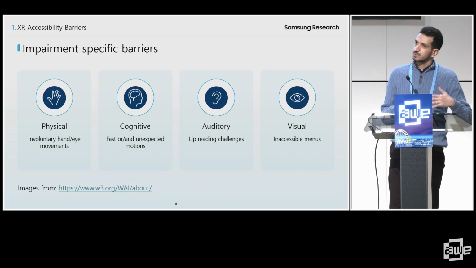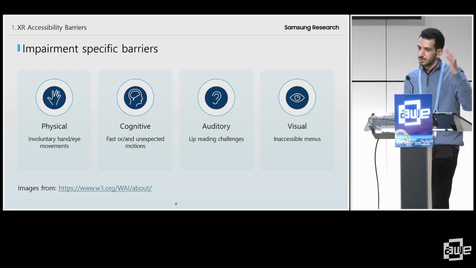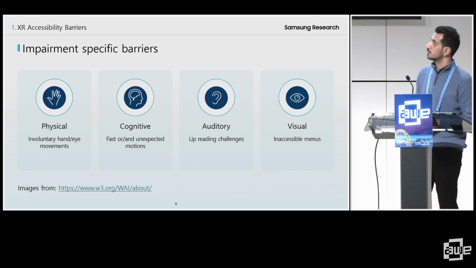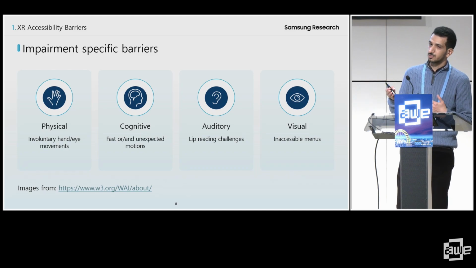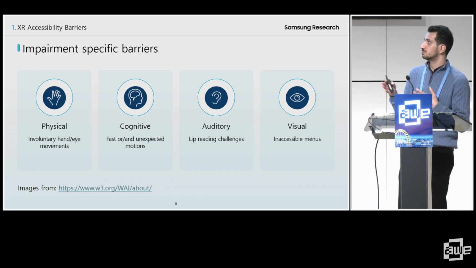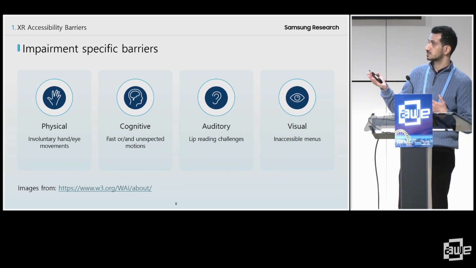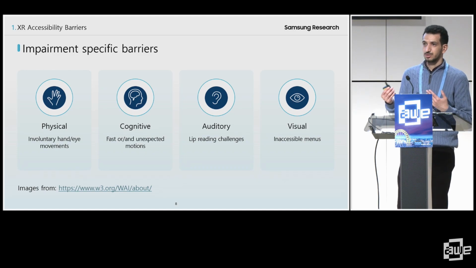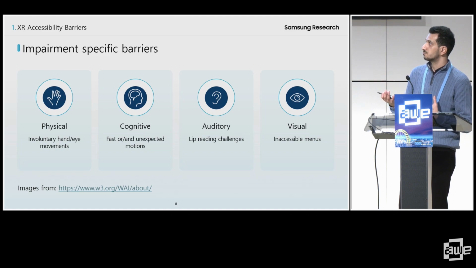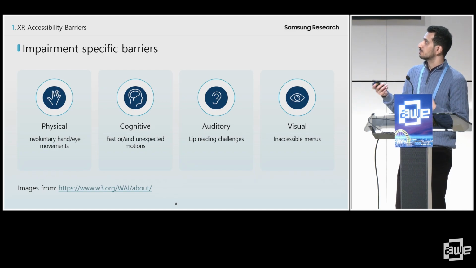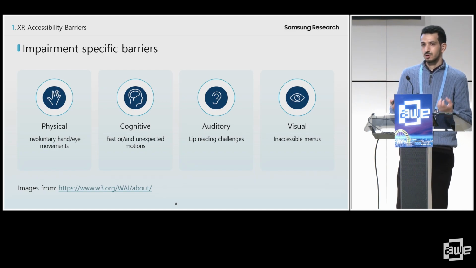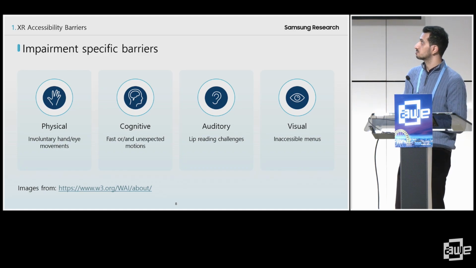So these are just the general groupings of all the barriers from previous research. But I also wanted to highlight that it's not just about the general categories. There are also specific barriers for each impairment type. So just to give some examples, for the physical category, you have involuntary hand and eye movements, which is something that's unique to physical impairments, which makes it almost impossible to even wear an XR device securely. And then in the cognitive impairment, fast and unexpected movements in an immersive experience can get very overwhelming and would lead them to stop engaging with XR.